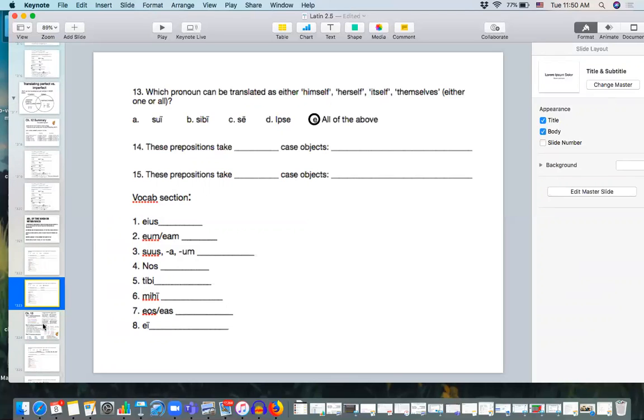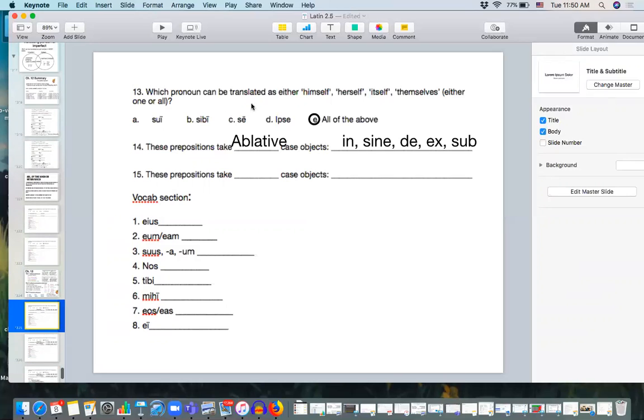And then numbers 14 and 15 are weird. I'll already have ablative written there on the test, and you guys will write these in. Sine, de, ex, and sub are prepositions that take ablatives, whereas propter, post, ad, and now in as well take accusatives. Remember, in taking an accusative is into, whereas in taking ablative is just in or on.